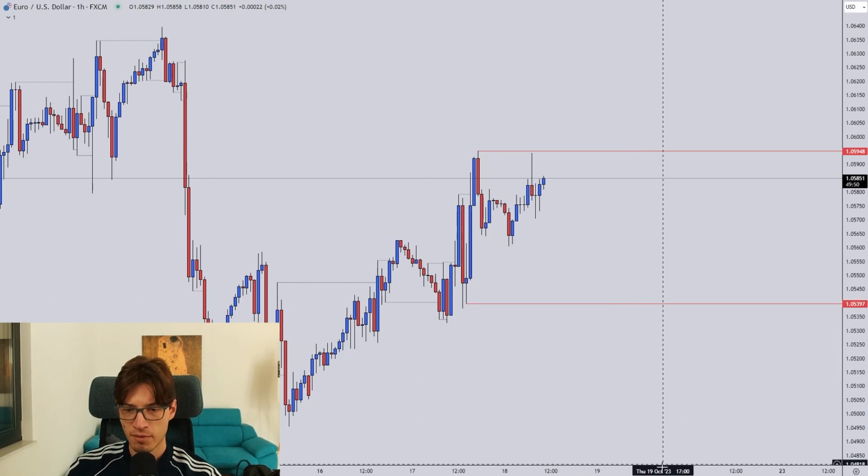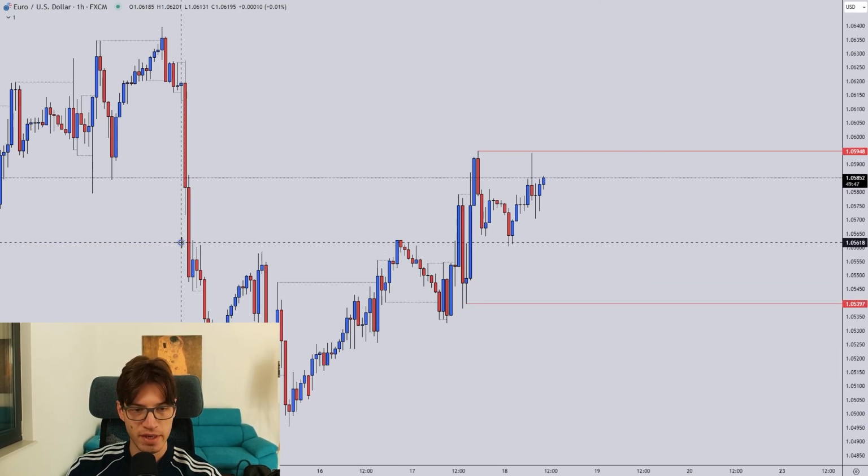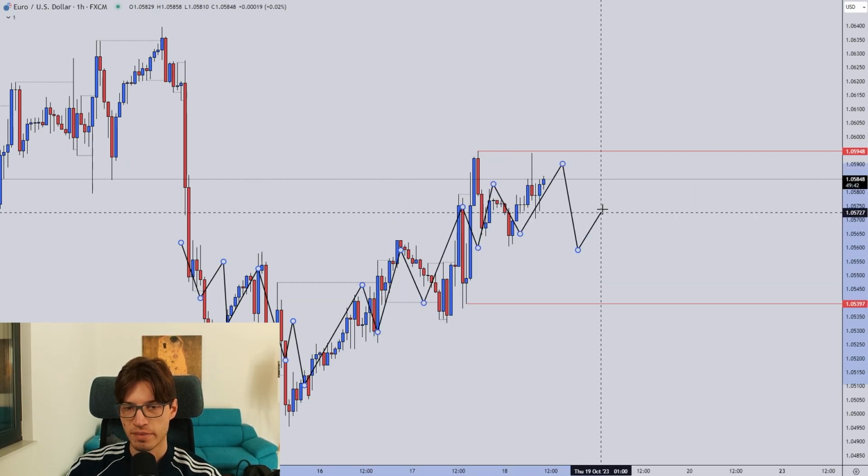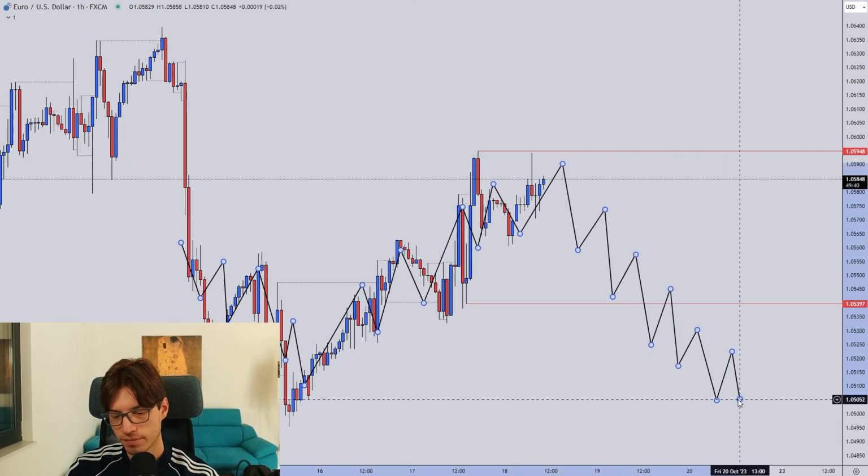What is happening currently? Well, price is corrective. We are seeing sort of a descending channel going into this ascending channel. So I'm expecting more range bound price action.